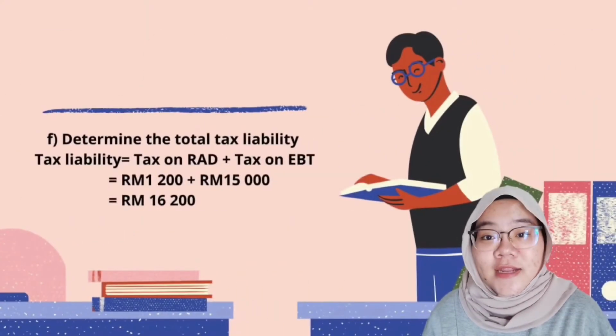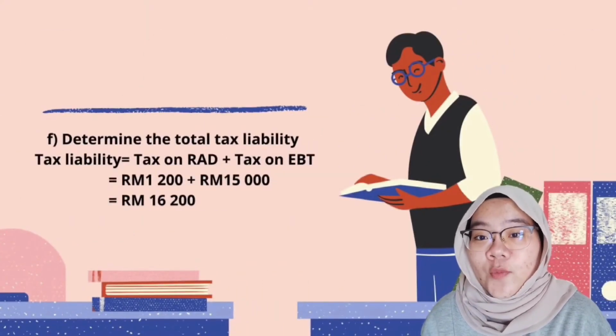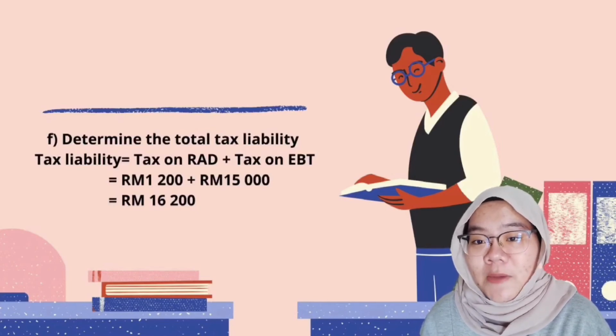The formula to calculate RAD is profit or accumulated depreciation multiply corporate tax rate. The last question is determine the total tax liability. The formula is tax on RAD plus tax on EBT plus tax on capital gain.